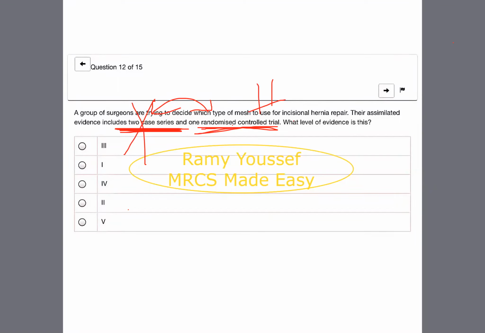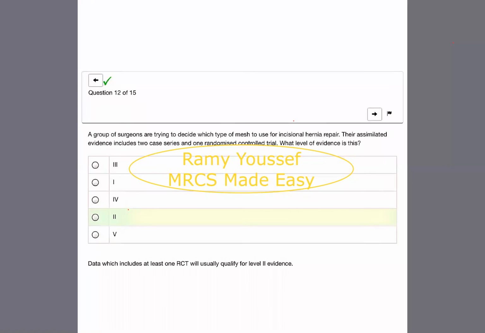We said that first, all studies will be level 1, at least one randomized will be 2, pseudo-randomized will be 3, and then 4 will be case series, and 5 will be your personal idea, your personal decision. So it will be 2, as we said. Okay.